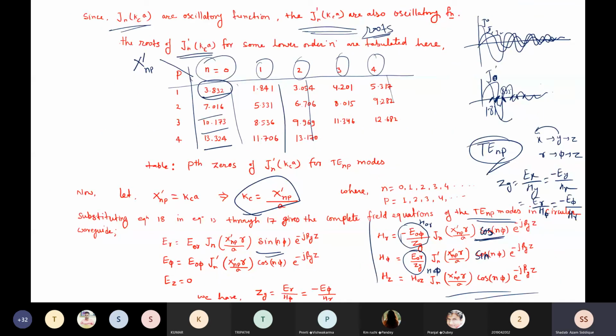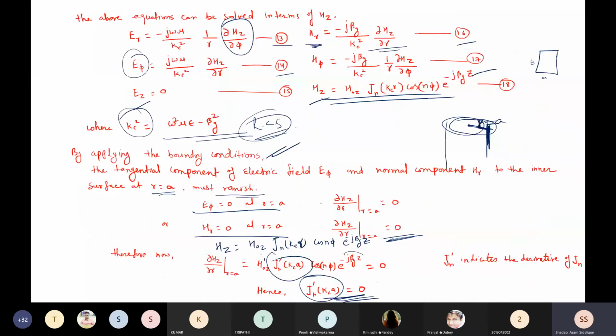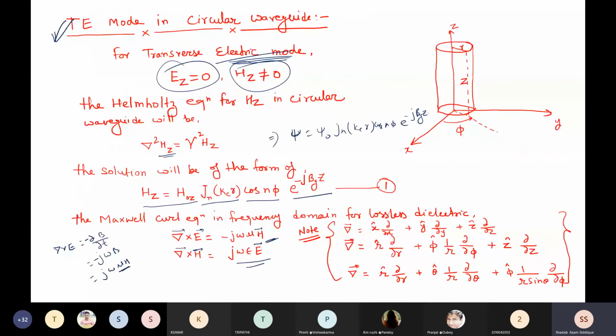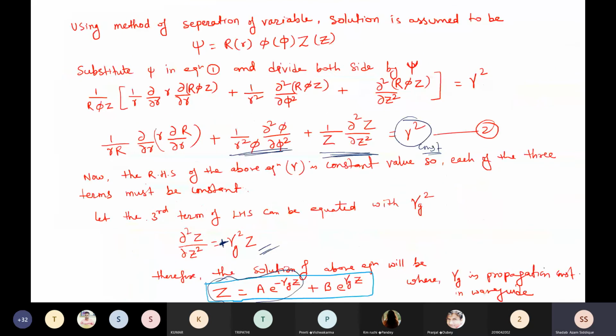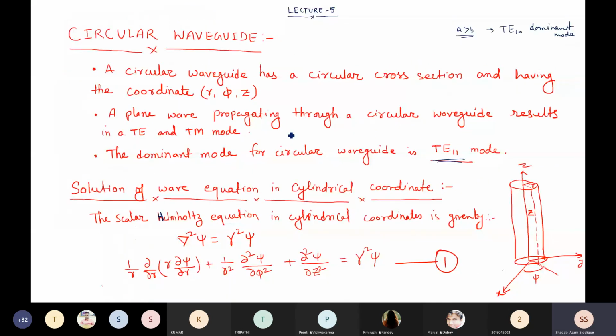While solving problems, we will need this Xnp dash table. I told you at the starting of the class that the dominant mode of the circular waveguide is TE11 mode. So TE11 mode is the dominant mode.